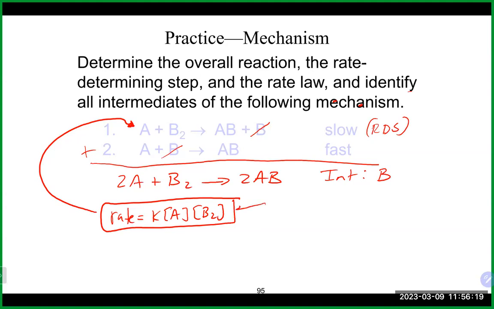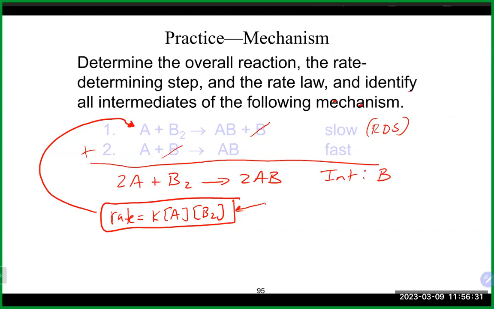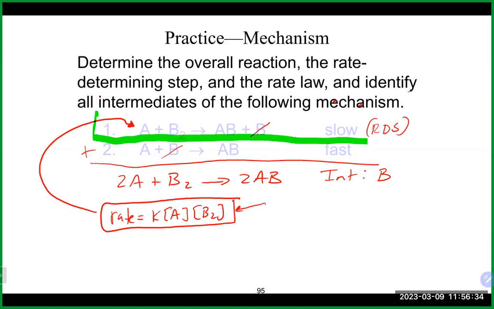It'd be this one because it should match the slow step's rate law. It is not based on the overall reaction, it is based on the first step, which is the slow step, and there's only one A in that case. It should always match the slow step. If it doesn't match the slow step, then it is not a good mechanism. It would not be a proper mechanism.